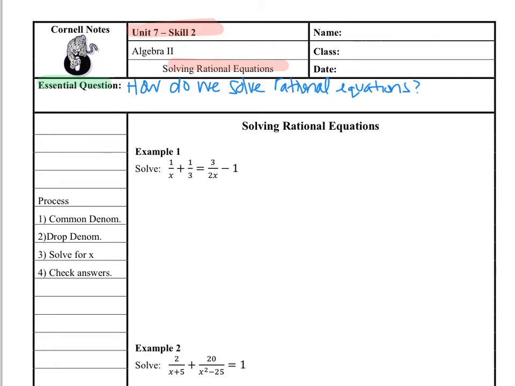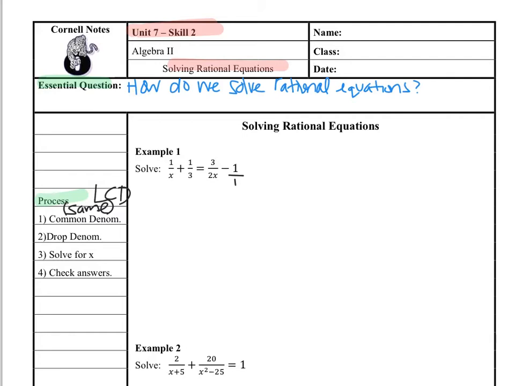So our process is written over here off to the side, but we want to make sure that we understand what each of these things mean. So a common denominator obviously means that they have the same denominator. And we're going to do this by finding something called the LCD. So first off, turn any whole numbers into fractions by just putting it over 1.